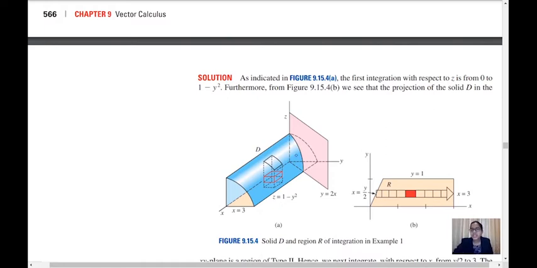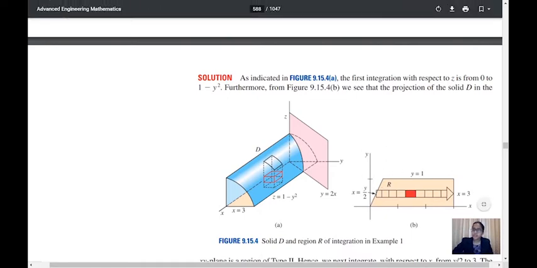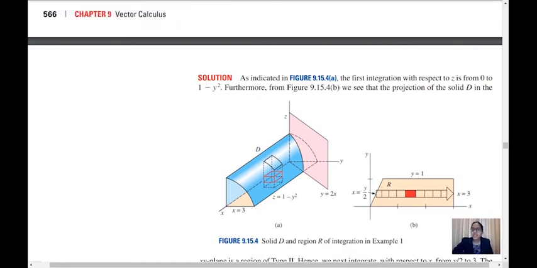Here z actually varies from 0 to z equals 1 minus y square. So the variation of z is clear. Now if we project this region onto the xy plane, you can see figure 9.15.4b, we'll get a rectangular portion. And what will be the variation of x? This is the solid region that we have to find, right? So x varies from this particular point to x equals 3.